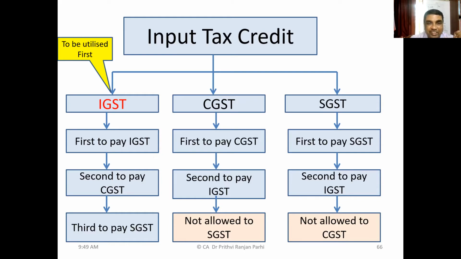If there is CGST credit, first pay CGST, second pay IGST. But it is not allowed for SGST. And if there is SGST credit, first pay SGST, then pay IGST. But it is not allowed for settling CGST liability. SGST cannot be utilized for CGST, and CGST cannot be utilized for SGST.